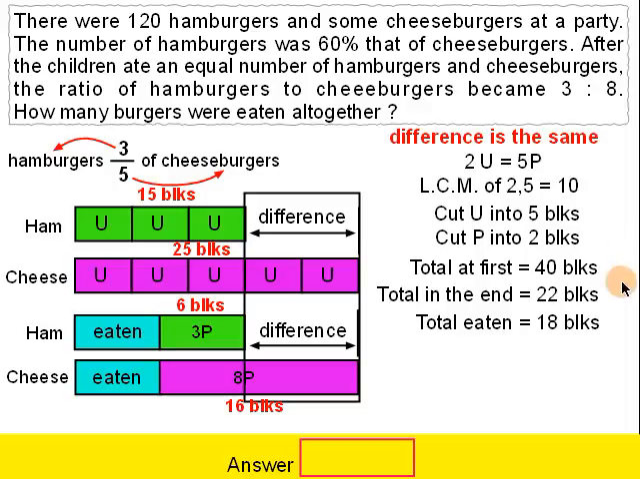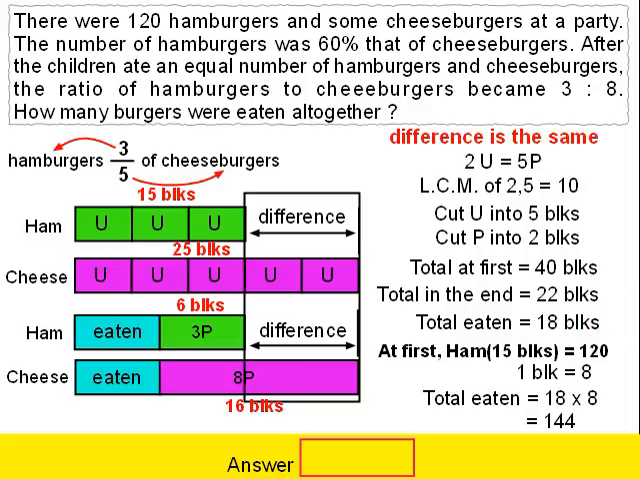Now that we have the blocks, let's find the number we want. The question says that there were 120 hamburgers at the party at first. Looking at the hamburgers, we have 3 units, or 15 blocks, at first, which is equal to 120. So if 15 blocks is 120, you take 120 divided by 15, which gives you 8. So 1 block is equal to 8 burgers. If 1 block is equal to 8 burgers, the total number of burgers eaten will be 18 times 8. Do that and you will get 144.